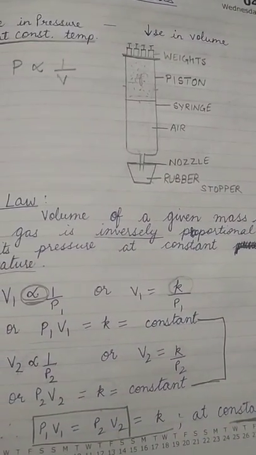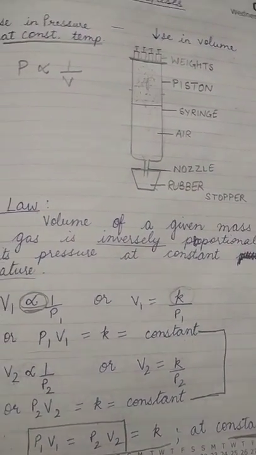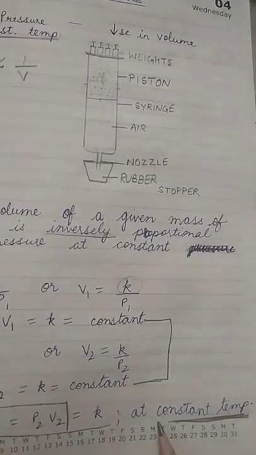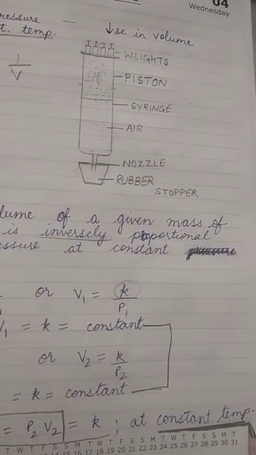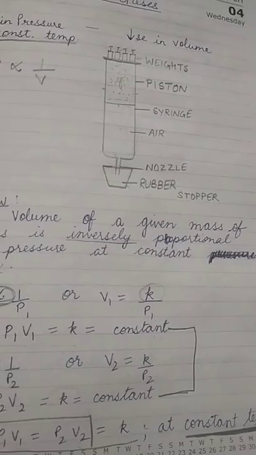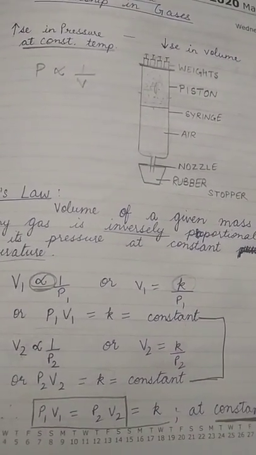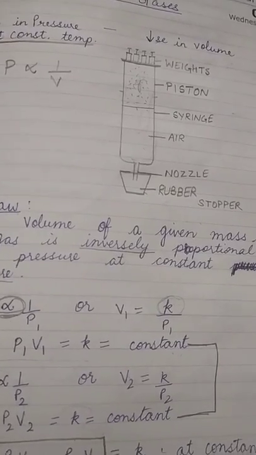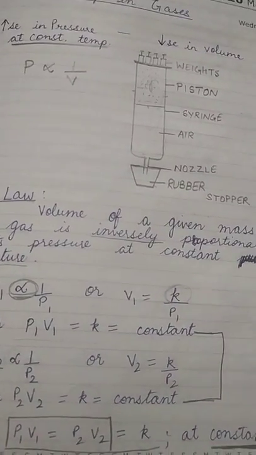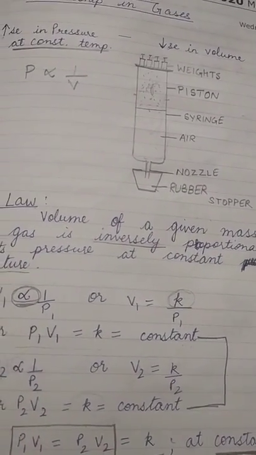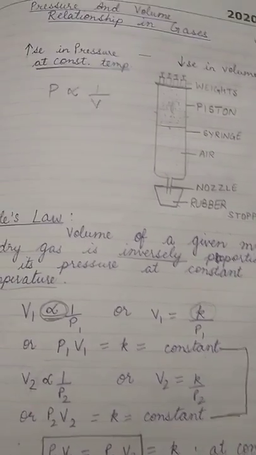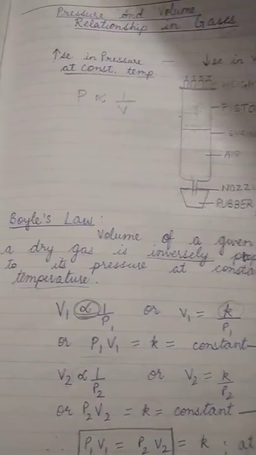But we have to keep one thing in mind, that it has to be at constant temperature. This is very important, that temperature should not be altered, because temperature is again changing the volume. So temperature has to be kept constant, then only we can see this law obeyed.